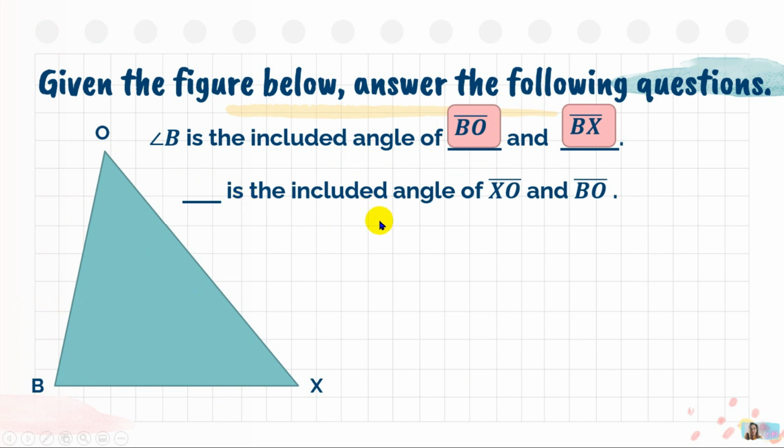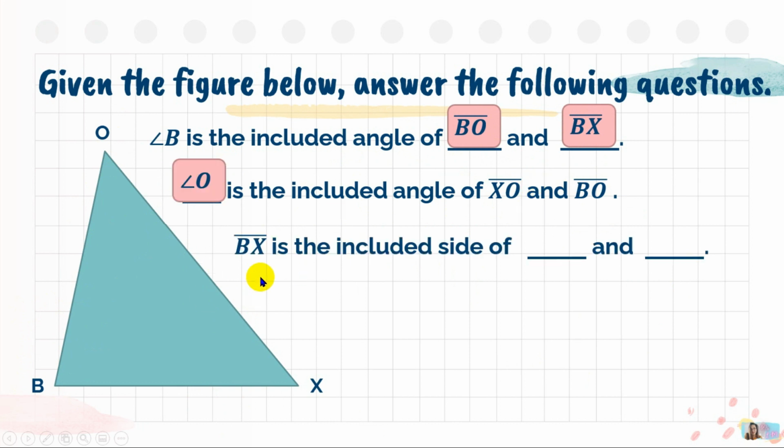Number 2, blank is the included angle of side XO and side BO. So, kapag ganitong may symbol, even though wala tayong figure, again, kaya na rin po nating malaman kung alin yung ating included angle. So, just look at the common vertex. Alin po ang ating common vertex dito? We have O. Next, side BX is the included side of blank and blank. So, side BX daw po is the included side of what? 2 angles. So, ito po yung side BX. Ano yung angles na nasa gilid niya? So, we have angle B and angle X.